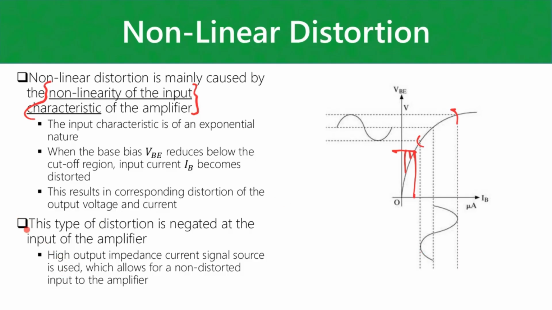Now, we can negate this type of distortion at the input of your amplifier. Usually this is done with a high output impedance current signal source, which will allow for a non-distorted input to your amplifier. Also, you can bring the base voltage down a bit. Like I said, you want to operate within a linear region of this curve.